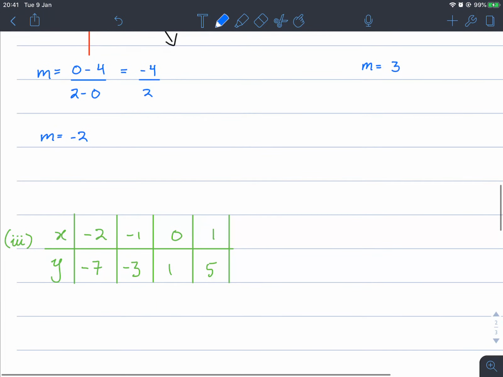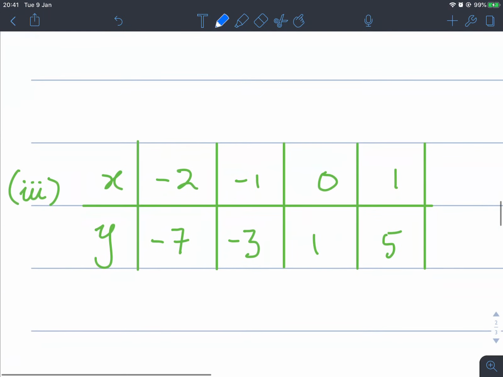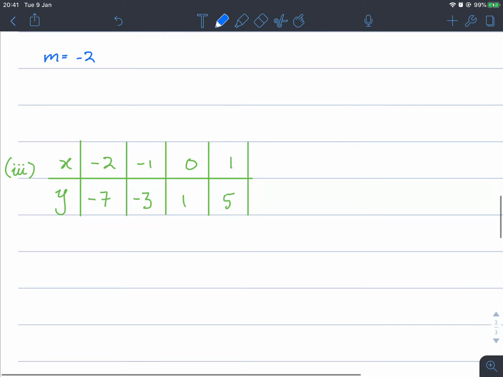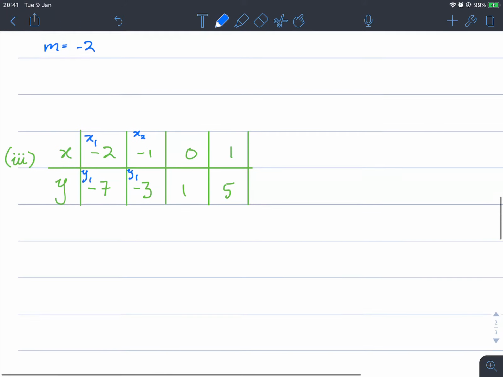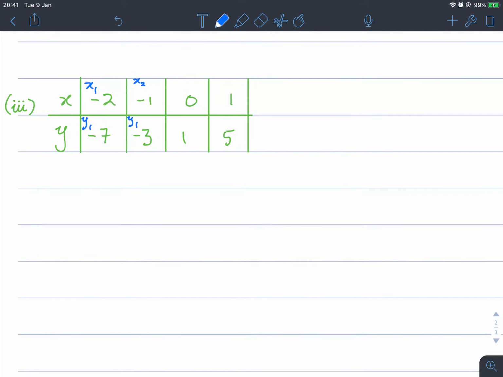One last example here. Sometimes we may be given a table of values, but in this case, there's still no difference. We just recognize this as x1, y1, x2, y2. So these, reading horizontally, are the coordinate pairs. So let's calculate the gradient.